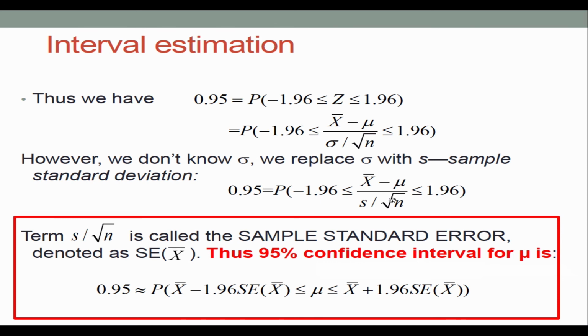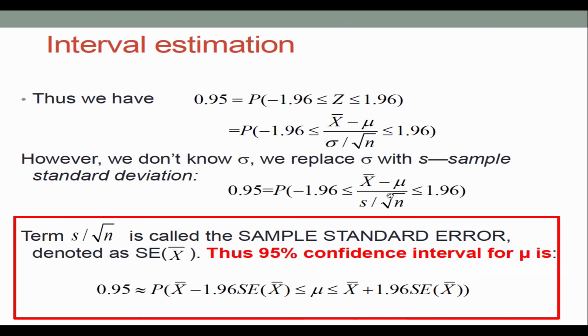From this equation, after some arrangement, you will get the probability for mu to be greater or equal to the sample mean minus 1.96 multiplied by the sample standard error of the sampling mean, and the upper end is the sample mean plus 1.96 times the standard error of the sample mean. This interval gives you the 95% confidence interval. Is there any question from this step to this step?